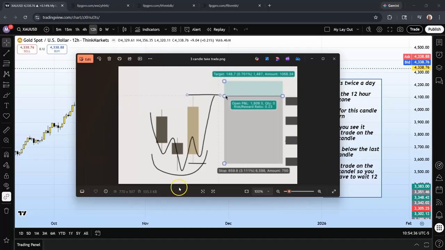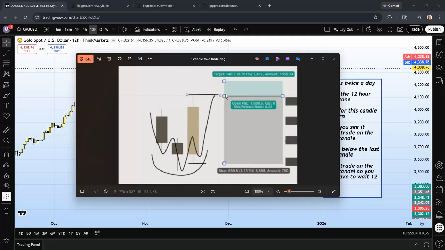Okay, so once you identify this candlestick pattern, you're going to want to enter the trade on the very next candle. So you're going to have to wait the very next candle, 12 hours later, and you're going to set your stop loss below the last candle. Okay, and you're going to set your take profit or close the trade on the very next candle. So you're going to come back 12 hours later to see where you will be closing out your trade.